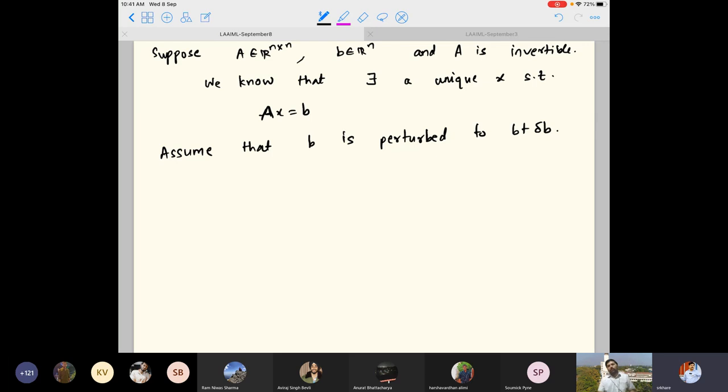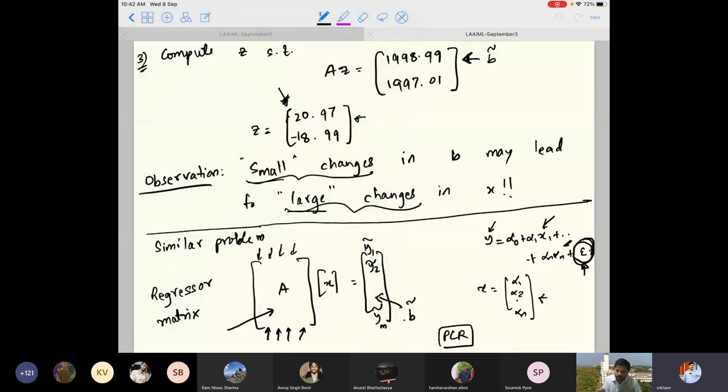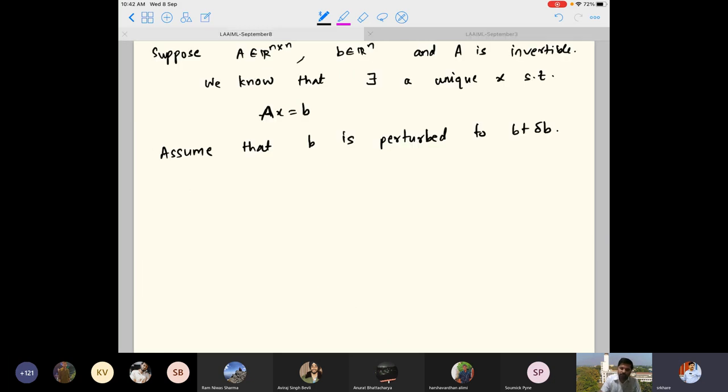So remember this B plus delta B, something similar we had done in the last class. Towards the end of the class, you see A was this matrix, and B was this vector. So this is the vector B that you want to start with. And then we slightly perturb this B vector to this vector. So B plus delta B, right? That's what we have here. So B is perturbed to B plus delta B.